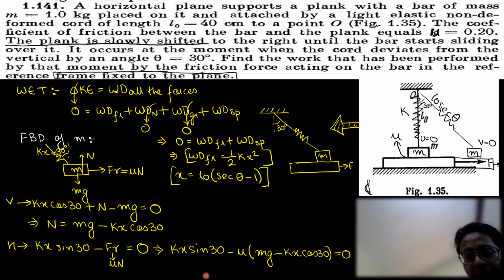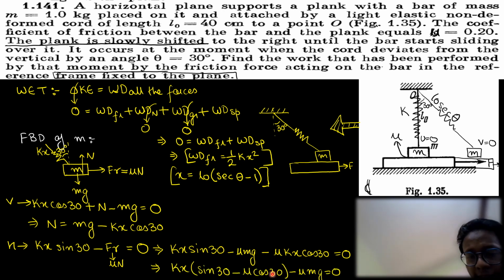So from this one, what I'll try to do is isolate the value of kx. Can I multiply mu by both these terms? Now can I take kx common from this term and this term? Now I'll send this mu mg to the right hand side and divide the entire term by it. Or out here, kx is equal to how much? Mu mg by sin 30 minus mu cos 30.